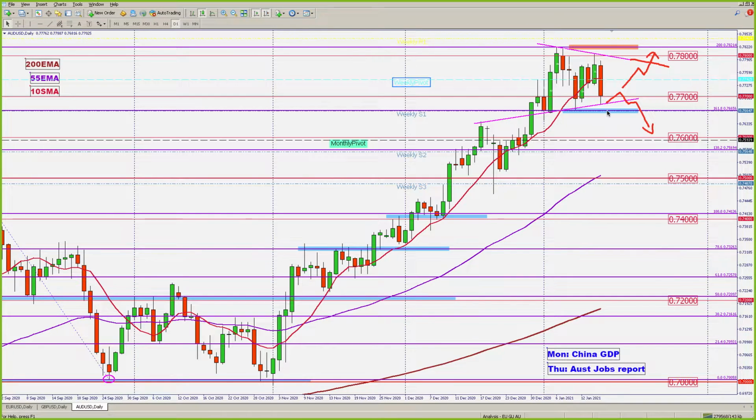But the US dollar, if it continues climbing, then that's a bit more difficult for the Aussie dollar to climb higher. There's China's GDP figures coming out on Monday, followed by Thursday there's the Australian jobs report.